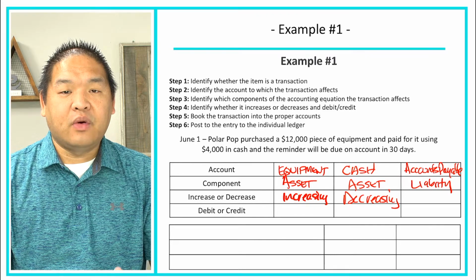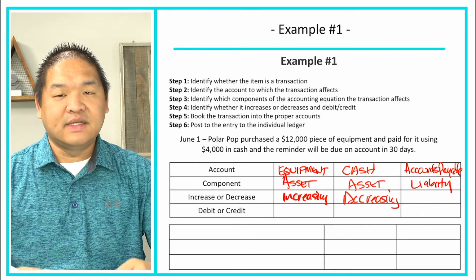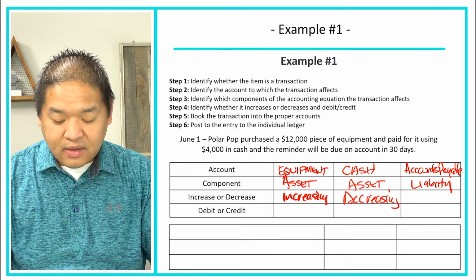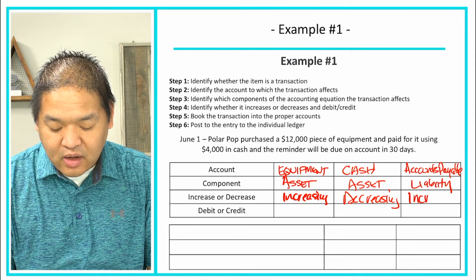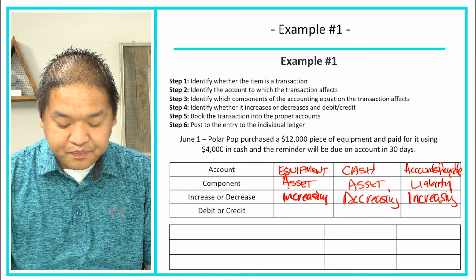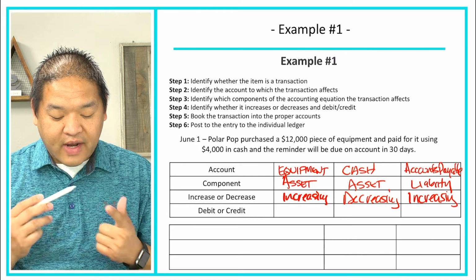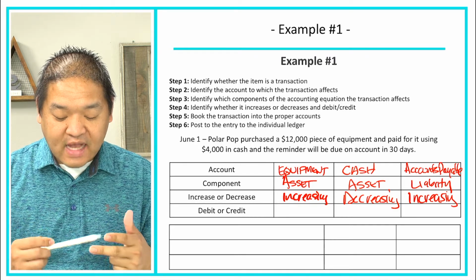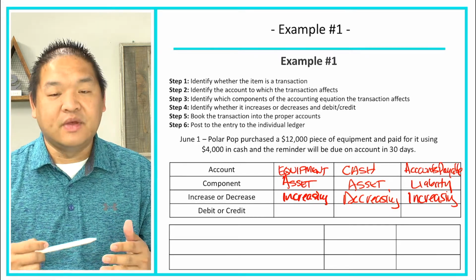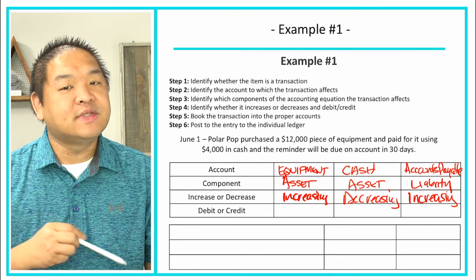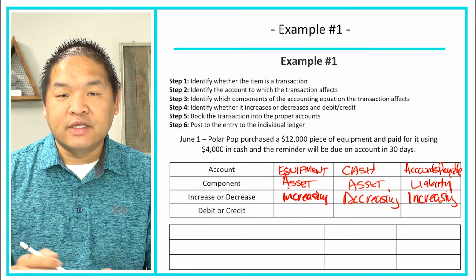And accounts payable, we now owe more, so the liability is increasing. We owe more liability. All right, so we've got equipment, asset increasing, cash, asset decreasing, accounts payable, liability increasing.